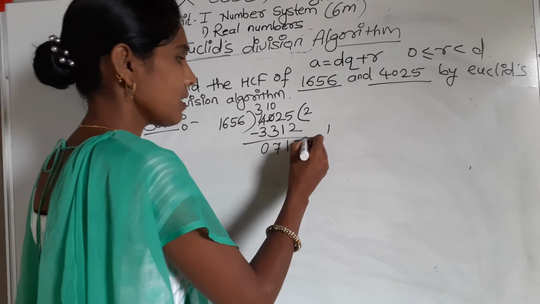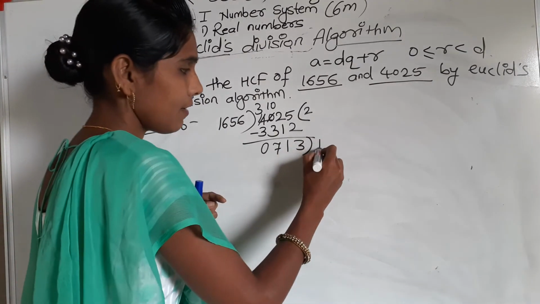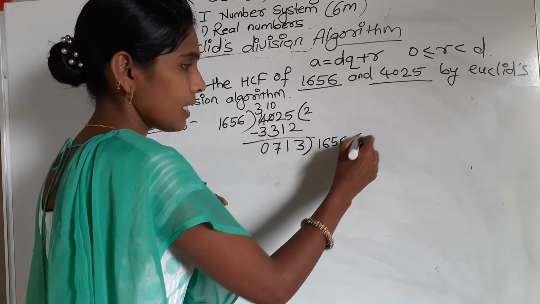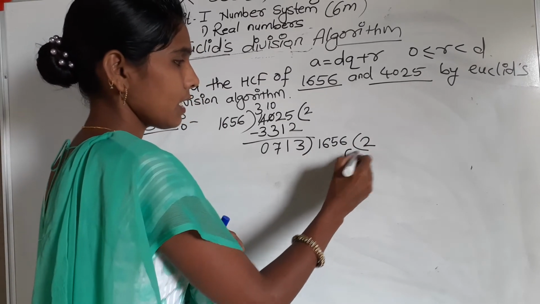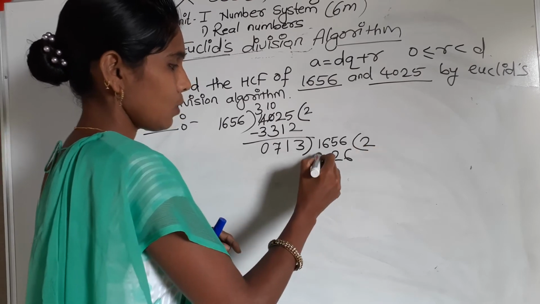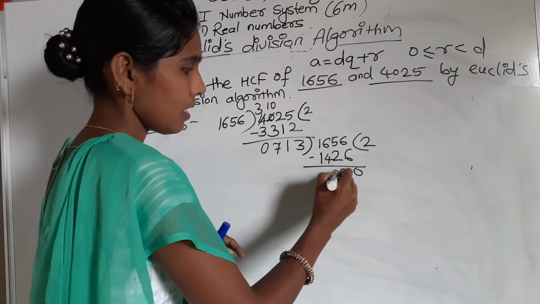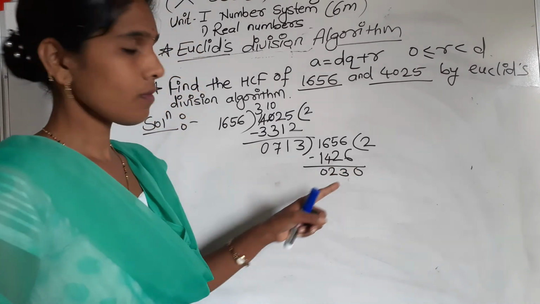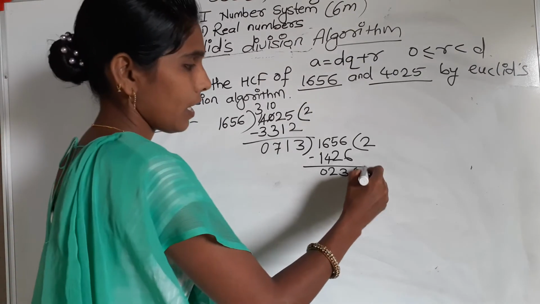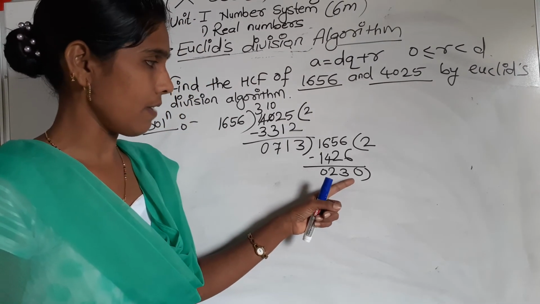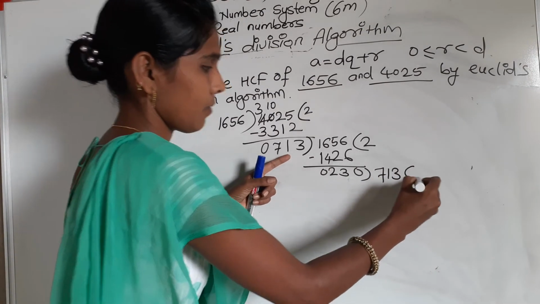No. We will consider this remainder as the divisor and the first divisor as the dividend. Again divide here. Here I will take 2. 2 3s are 6. 2 1s are 2. 7 2s are 14. Subtraction: 0 3 2 0. Is the remainder equal to 0? No. Again we have to consider this as the divisor and the second divisor as the dividend.